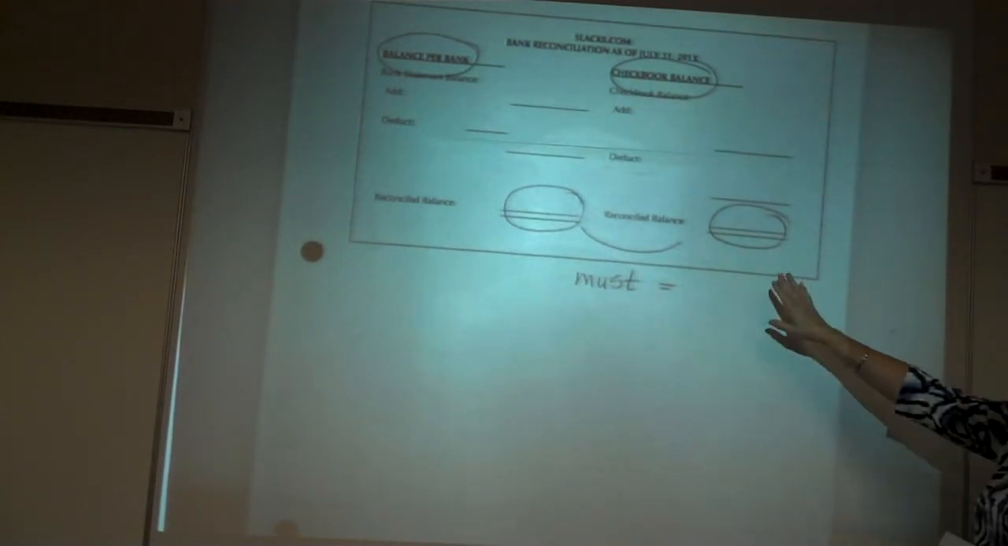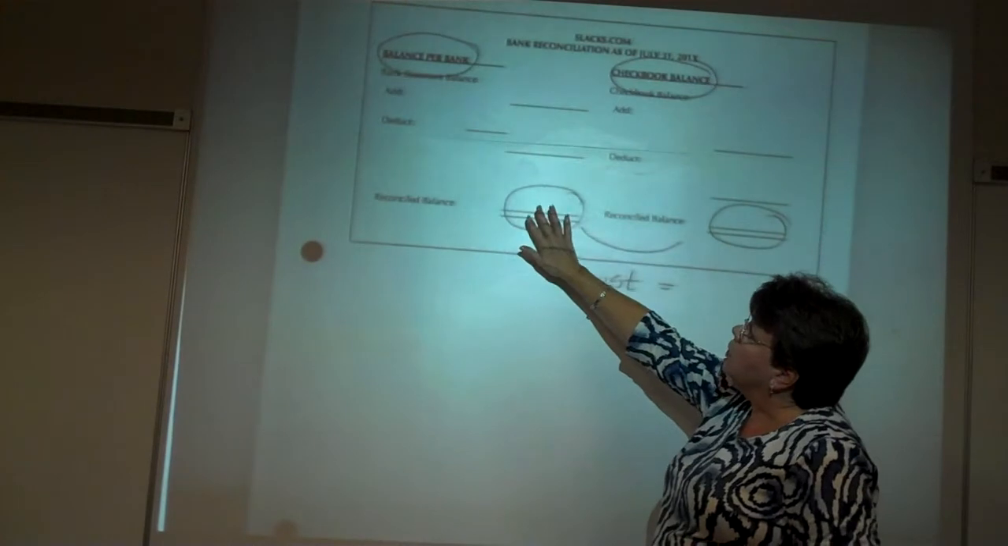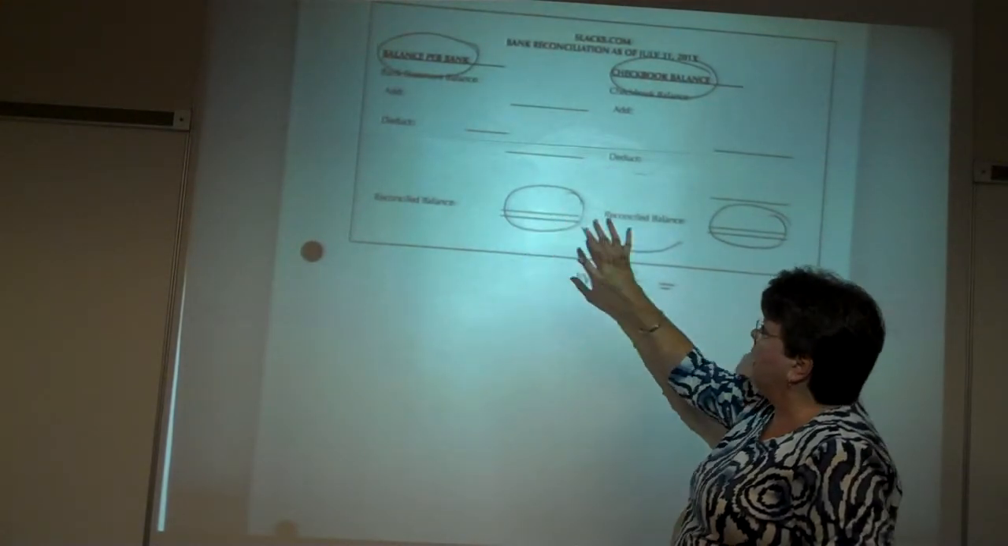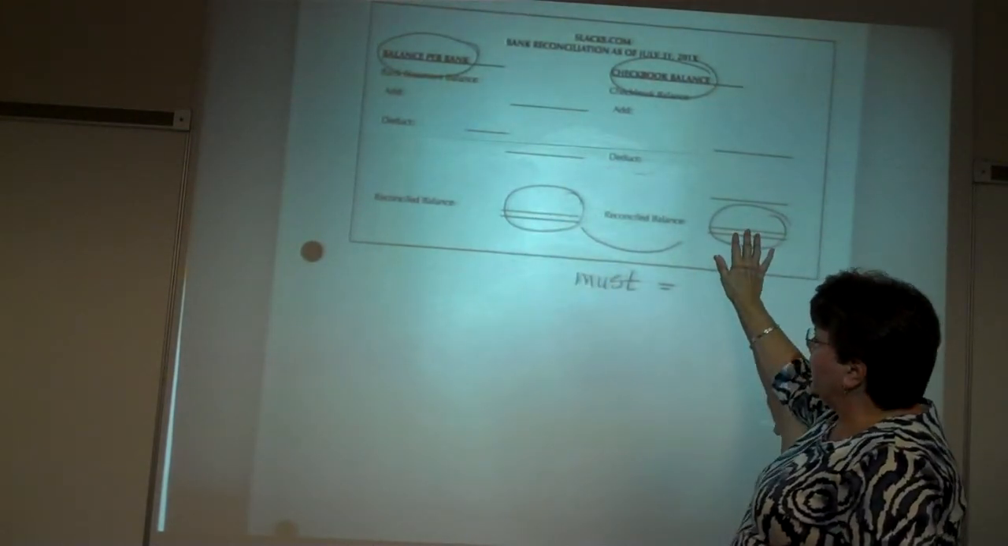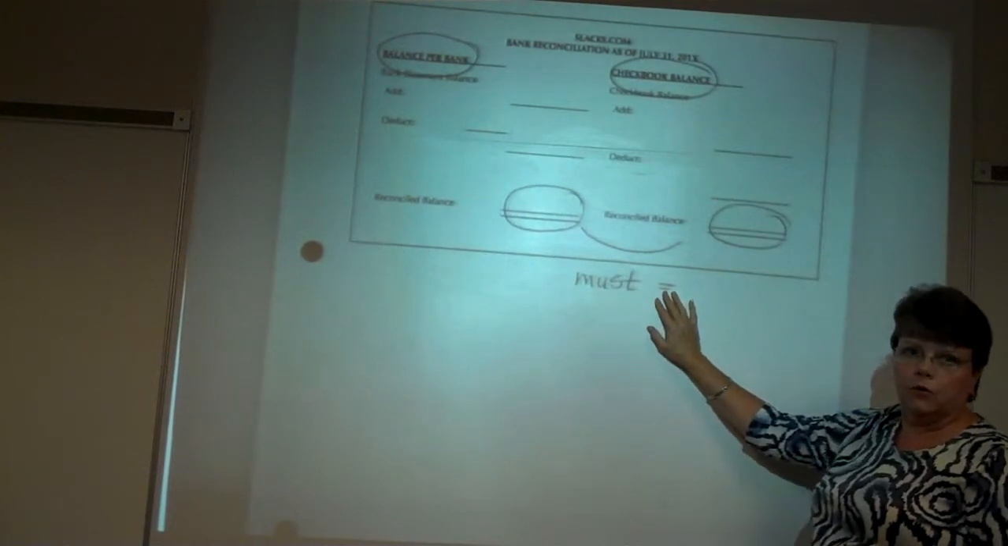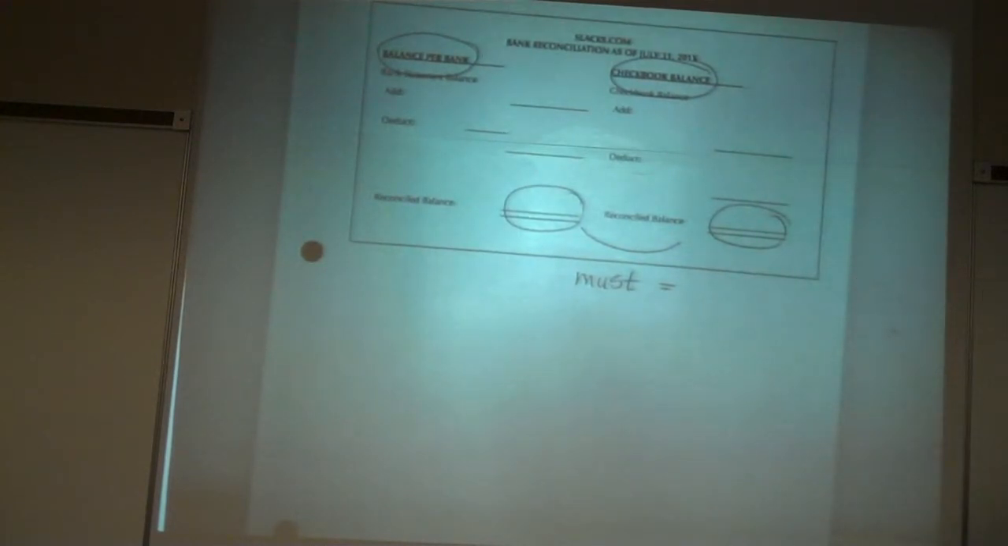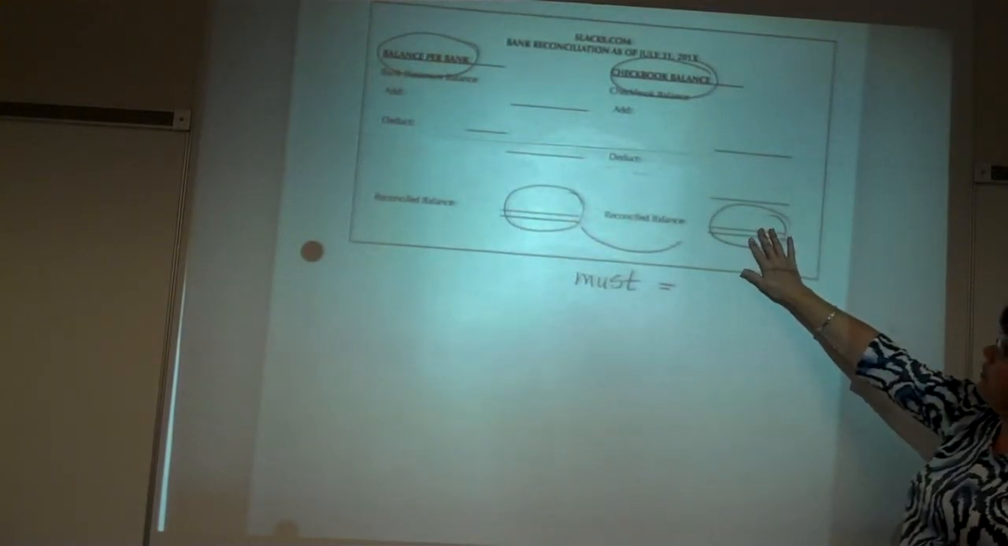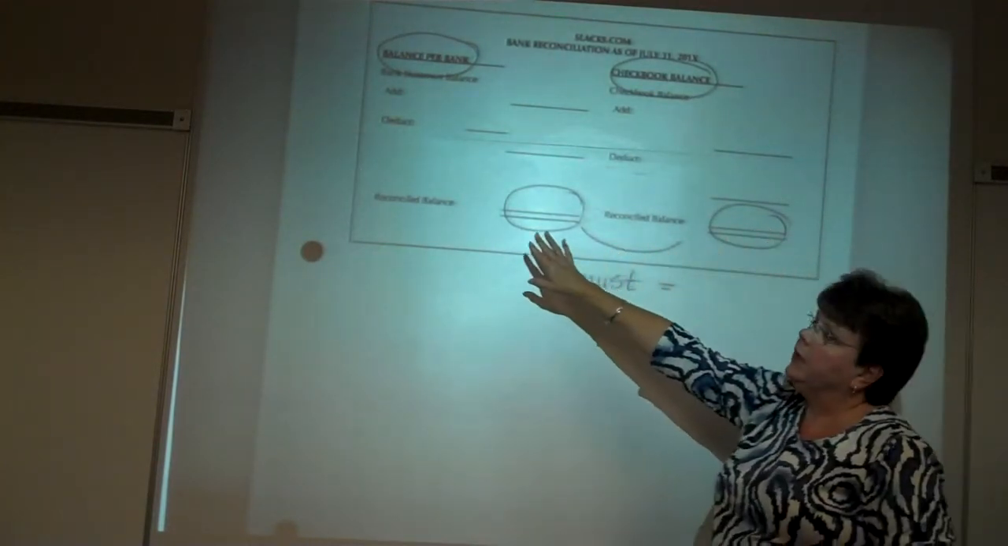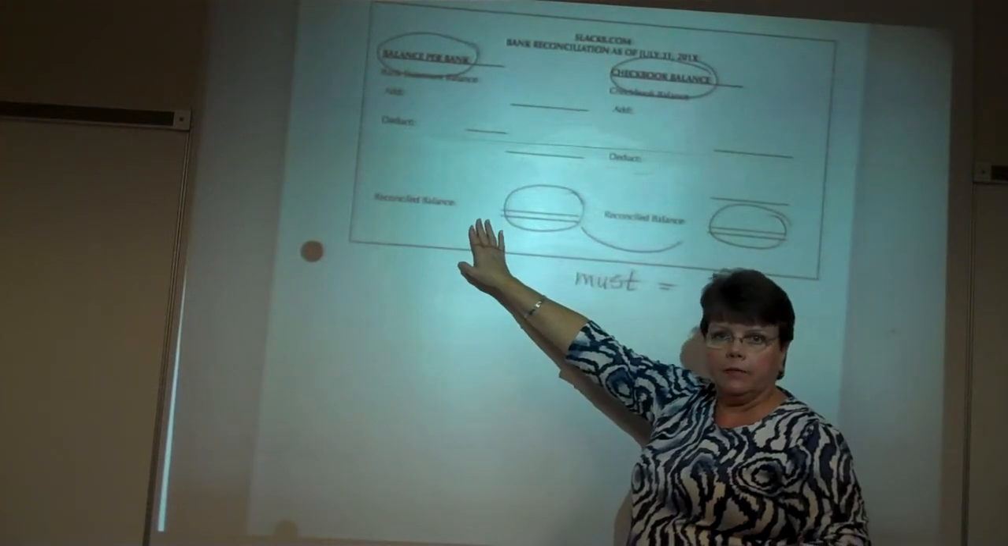But bottom line, we want to make sure that what the bank says we have and what we say we have, they have to equal. So we have outstanding checks. Those are checks that we have written that the bank has not processed yet. They haven't taken those from our checking account. We already have them here on the checkbook side, but we need to subtract them from the bank balance.